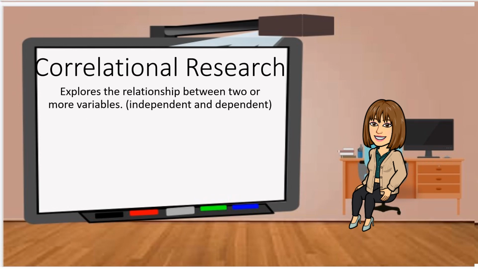What is correlational research? It explores the relationship between two or more variables, the independent and dependent variable. For example, child malnutrition and poverty indices in the city of Juan. Perspective in developing intervention programs.